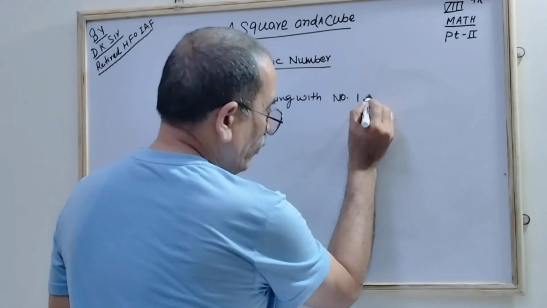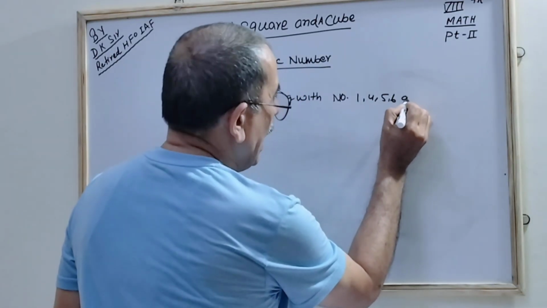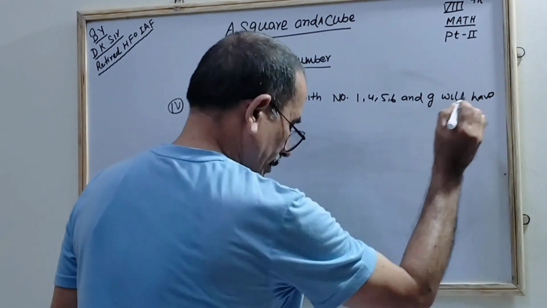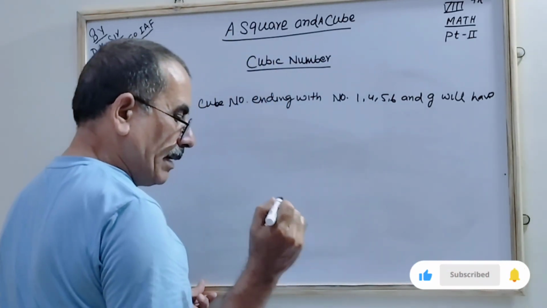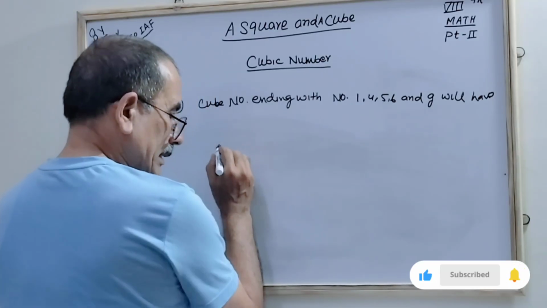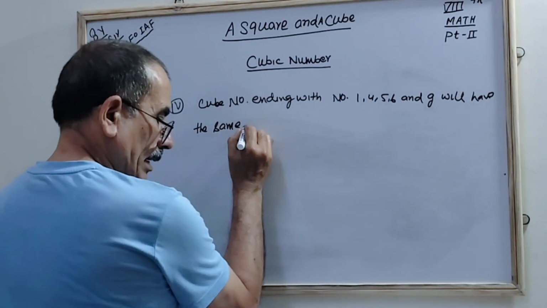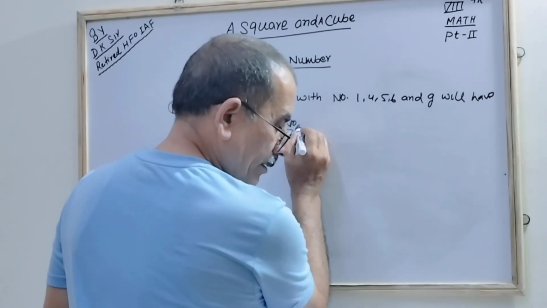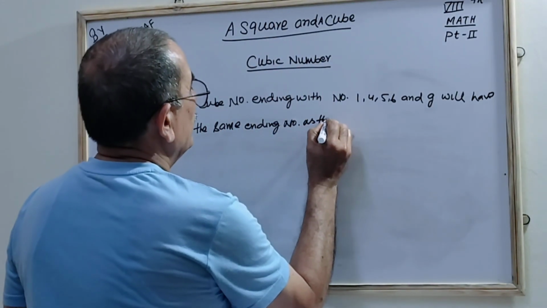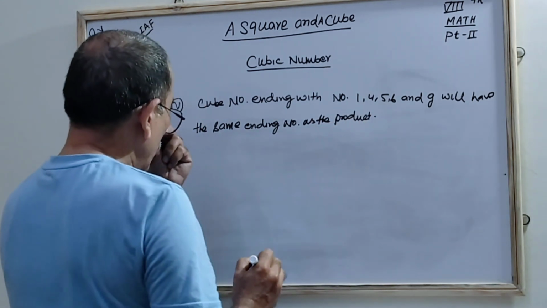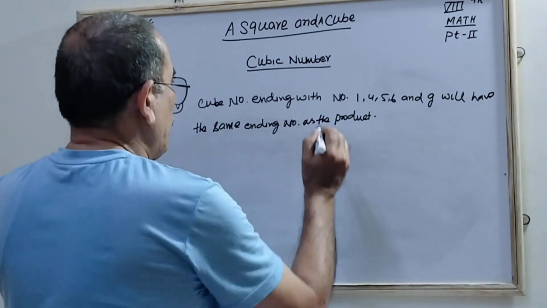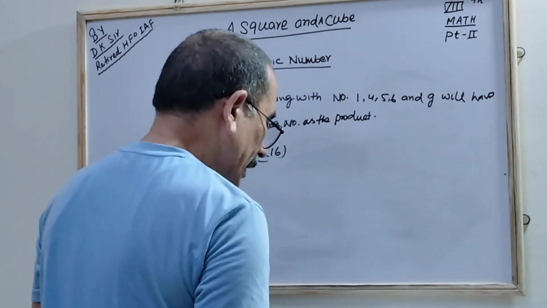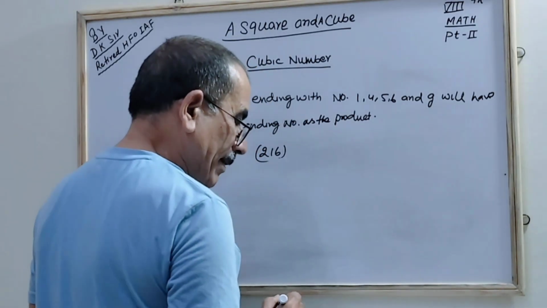The numbers 1, 4, 5, 6 and 9 will have the same ending number as the product. The product means what they say: suppose any number is ending with, suppose 216, the cube, we say the cube number ending with 1, 4, 5, 6 and 9 will have the same ending number as the product of that.